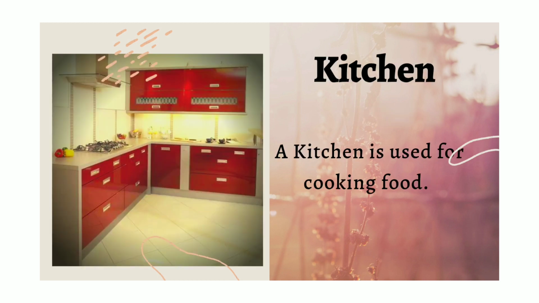Now next is a kitchen. A kitchen is used for cooking food. Children, in the chapter Our Family, we have learned about the roles of a mother. So in that we have learned that mother cooks food. So where does a mother cook food? She cooks food in the kitchen. So a kitchen is a place which is used for cooking food. It has a gas stove, chimneys, utensils and all the shelves to keep the utensils.